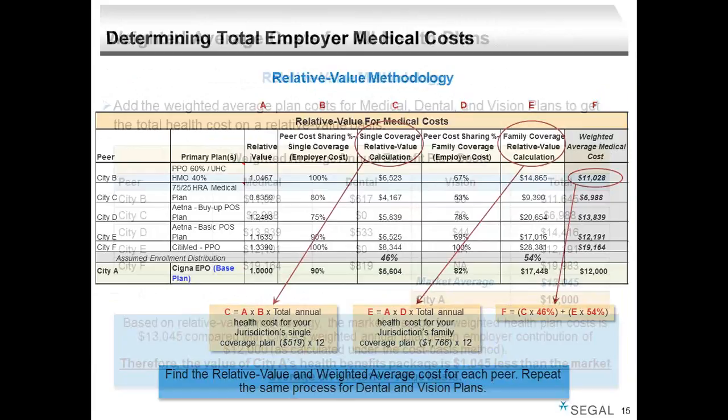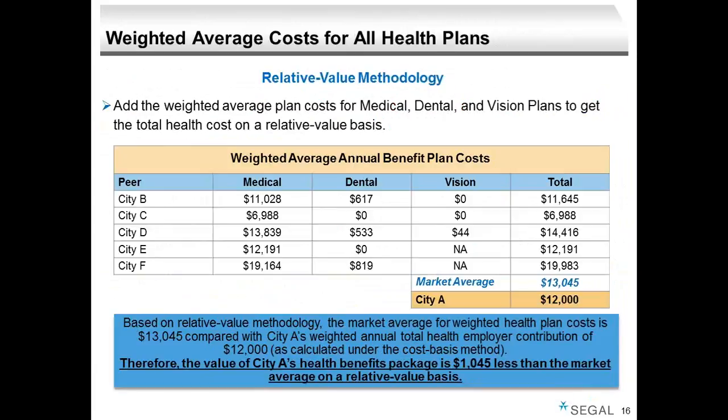Now, that is all applied in the next slide. We do that for medical, we do that for dental, we do that for vision. If we were looking at a high deductible health plan with an HSA, we would include any employer contributions there. But for simplicity's sake, what we're looking at now is the sum of the relative value adjusted benefits for City B, which is 11,645, City C, 6,988, and so forth. The average of those contributions is 13,045 compared to our $12,000 cost.